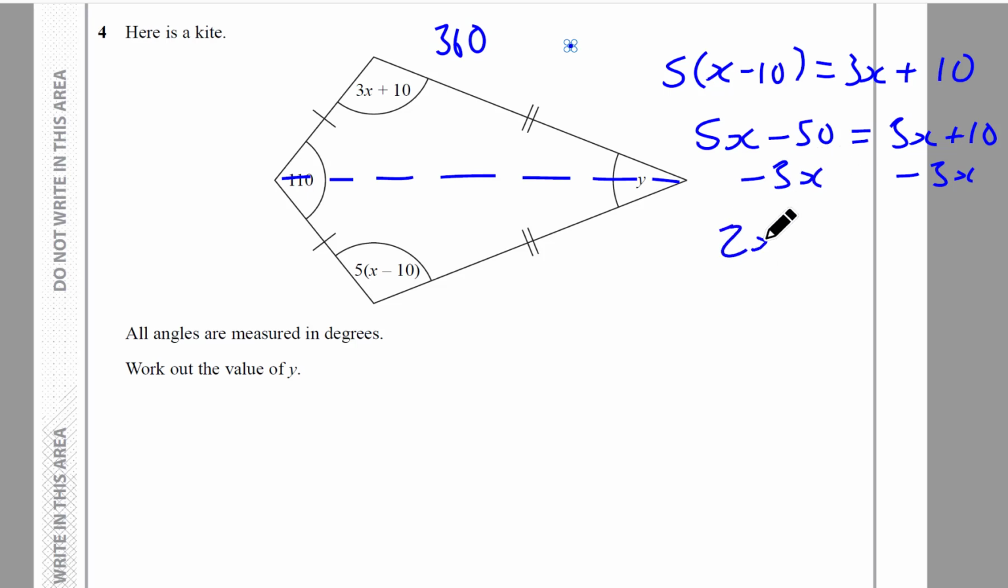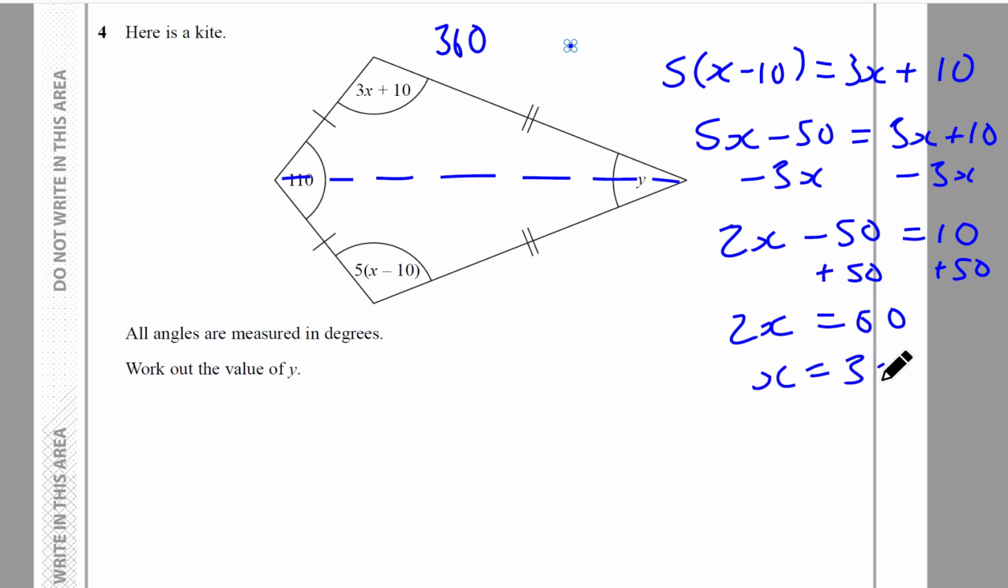So we get 2x minus 50 equals 10. We add the 50 on both sides, and then we get 2x equals 60. So we know x equals 30. Let's sub that back into here. So 3 times 30 is 90 plus 10. So we know that angle is 100. If you just write that down there, that is worth a method mark.